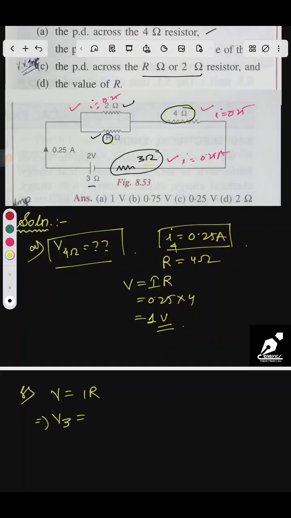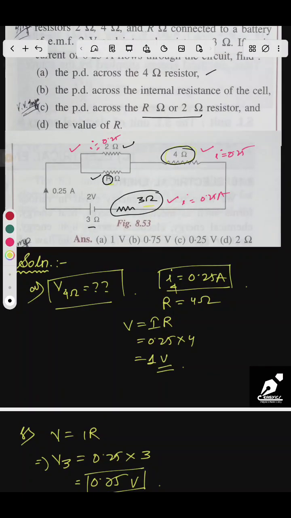What will be the current through this one? Internal resistance. The internal resistance always stays in series with the circuit resistance, and the circuit current is 0.25. So the current through the internal resistance will also be 0.25. And resistance is given as 3 ohm. The answer will be 0.75 volt. That is the answer.